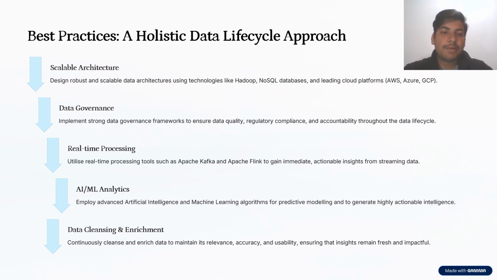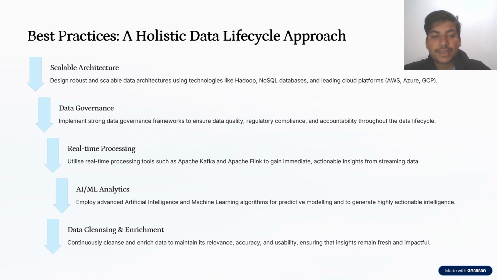Now we discuss scalable architecture. Design robust and scalable data architecture using technologies like Hadoop, NoSQL databases. NoSQL means not only SQL databases, in leading cloud platforms like AWS, Azure, etc. Now we move to the next point, data governance. Implement a strong data governance framework to ensure data quality, regulatory compliance, and accountability throughout the data lifecycle. The third point is real-time processing. Utilize real-time processing tools such as Apache Kafka and Apache Flink to gain immediate actionable insight from streaming data.